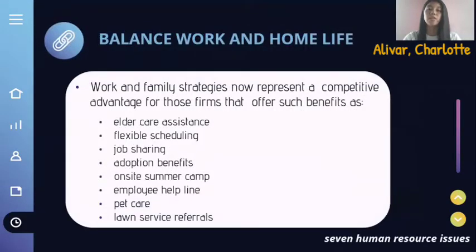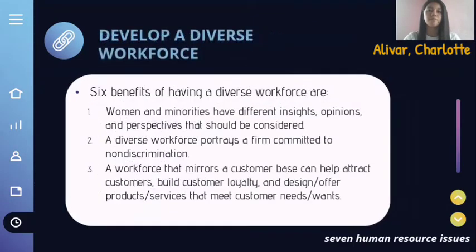Next is balance work and home life. Work and family strategies that represent a competitive advantage for those firms that offer such benefits as elder care assistance, flexible scheduling, job sharing, adoption benefits, on-site summer camp, employee helpline, pet care, and lawn service referrals.